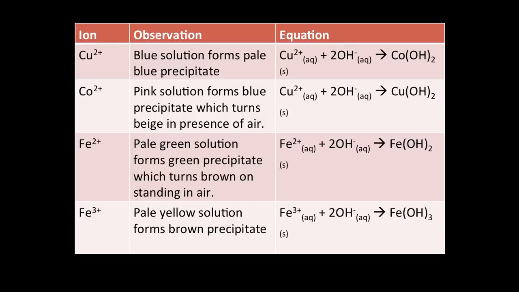When added to copper 2+, a pale blue precipitate of copper(II) hydroxide is formed. When added to cobalt 2+, a blue precipitate forms which turns beige when left in the air. The precipitate is cobalt(II) hydroxide. When added to iron 2+, a green precipitate forms which turns rusty brown when left in air, as it is readily oxidised to Fe3+. And finally, when iron 3+ is mixed with sodium hydroxide, a rusty brown precipitate forms. Take note of the state symbols in the equations to show that the metal hydroxide is a precipitate, as it has a small s after it.